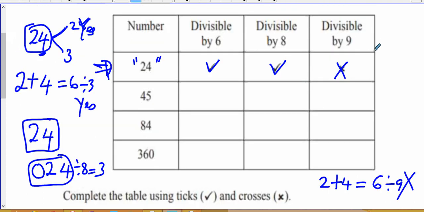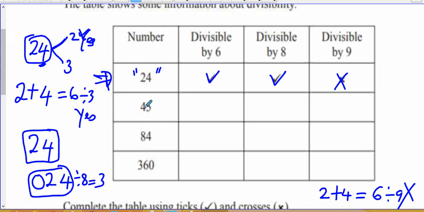Okay? Now, let us start with 45. Is 45 divisible by 6? The answer is no. I'll tell you why. In order for the number to be divisible by 6, it should be divisible by 2 and by 3. And this number 45 is not divisible by 2. Why? Because it is ending with a 5. In order for the number to be divisible by 2, it should end with a 2, a 4, a 6, or 8, including a 0. So this is ending with a 5. Okay, so it is not divisible by 6.